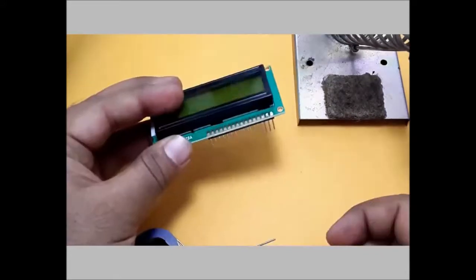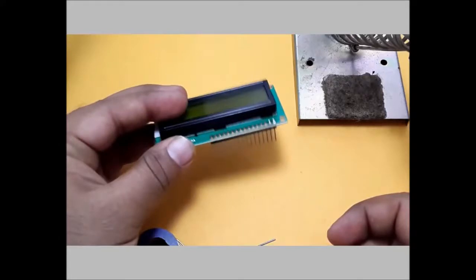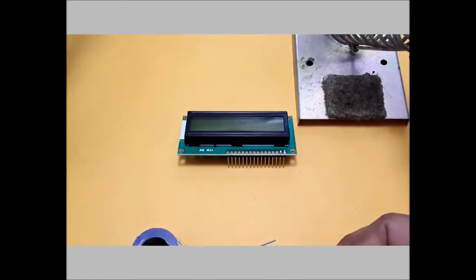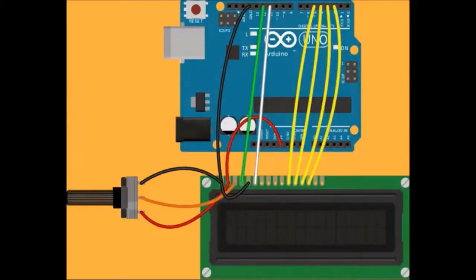I have done soldering for 2 pins. See the close-up of the soldering done for the 2 pins. Likewise, do the soldering for the rest of the pins. Let us now switch to the circuit diagram for this experiment.